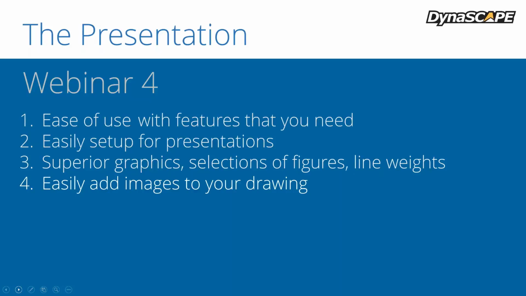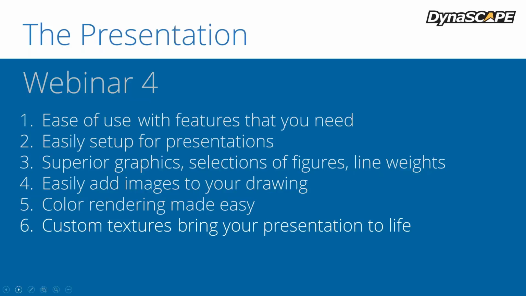The ability to add images to your drawing, so for example, showing images of plants or materials on top of the drawing to show clients what they're going to be getting. We're going to talk about color rendering and how we've made that easy in linking between DynaSCAPE Design and DynaSCAPE Color to do color rendering. And finally, we're going to talk about custom textures and being able to bring those in and really taking your design presentation to the next level and bring it to life.